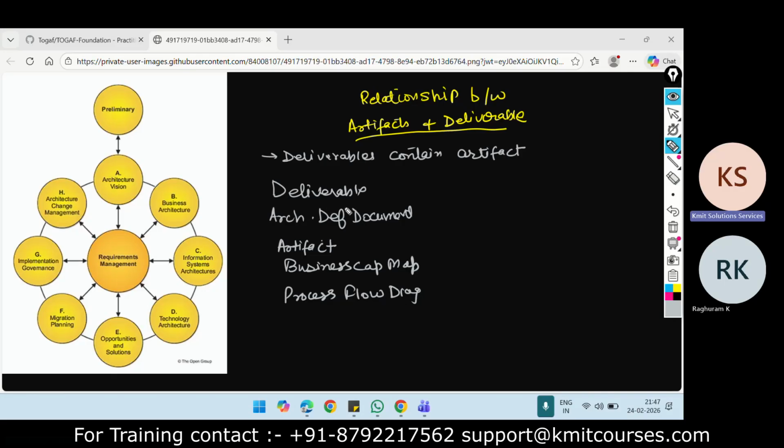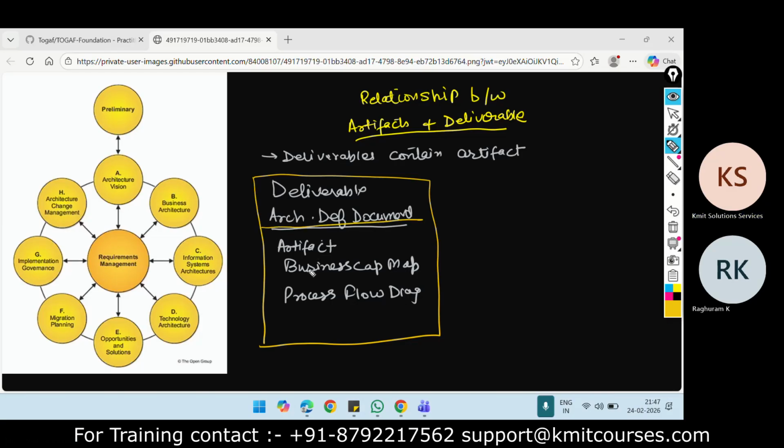My deliverable is the architecture definition document. In the architecture definition document, you have a business capability artifact, a process flow diagram, a use case diagram, etc. So under a deliverable, you have artifacts. This is my deliverable, and these are my artifacts.